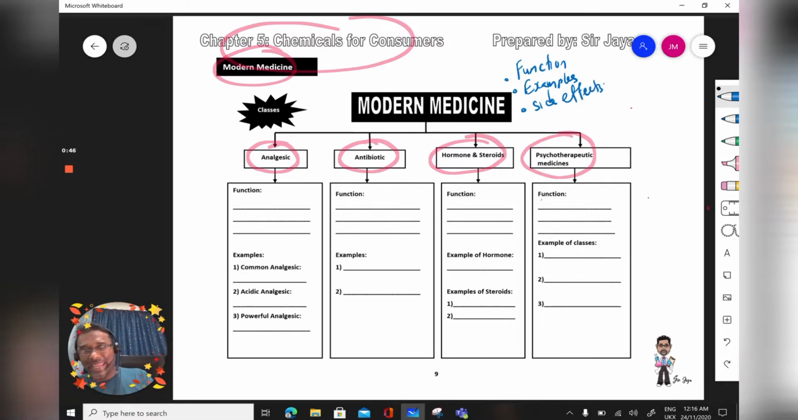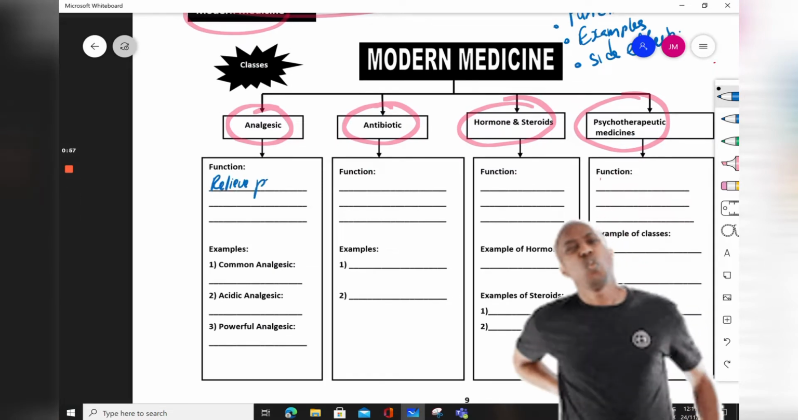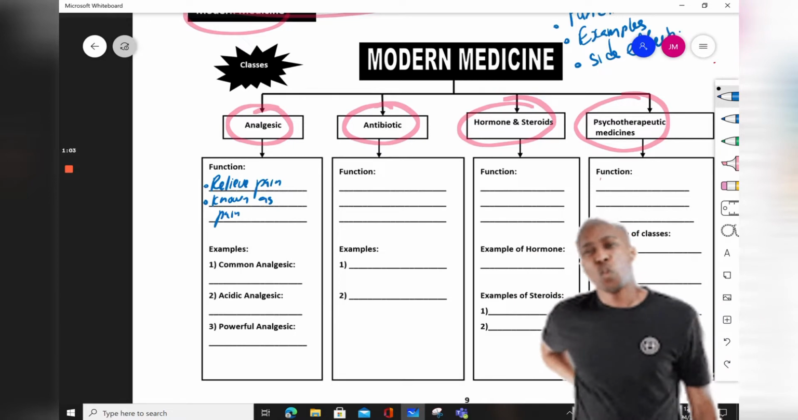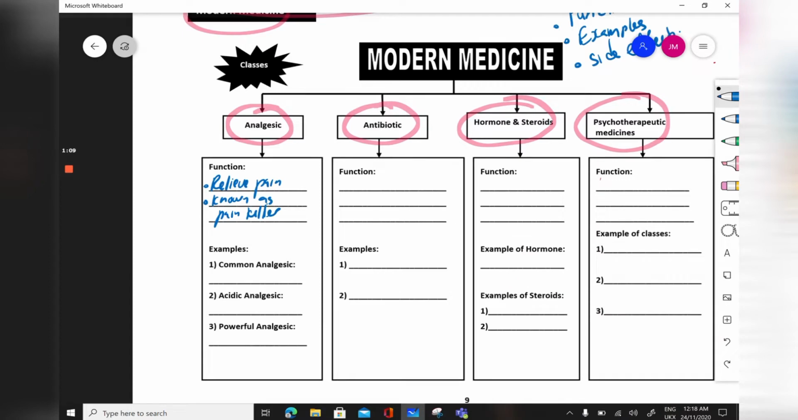Okay, let me start with analgesic. What is the function of analgesic? Analgesic is used to relieve pain, and analgesic is also known as painkiller. Examples of medicine classified as analgesic: number one is common analgesic, which is paracetamol; the second is acidic analgesic, which is aspirin; and the third one, powerful or strong analgesic, is known as codeine.